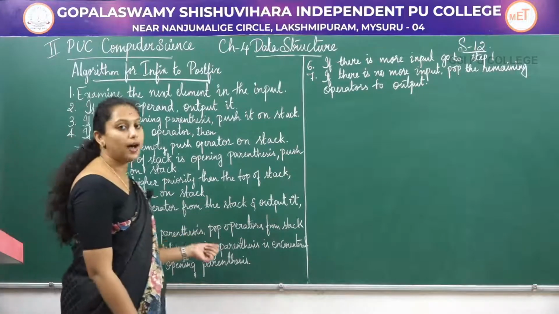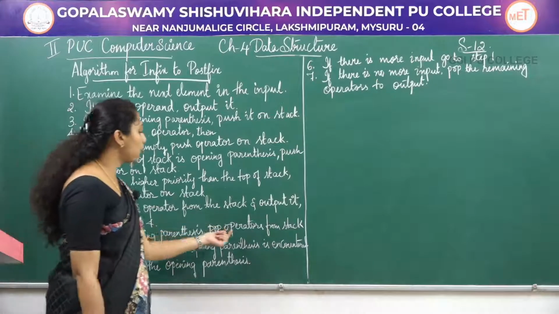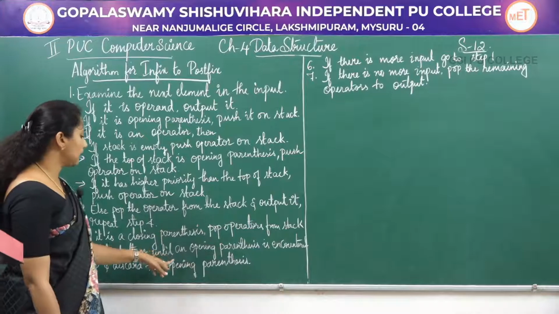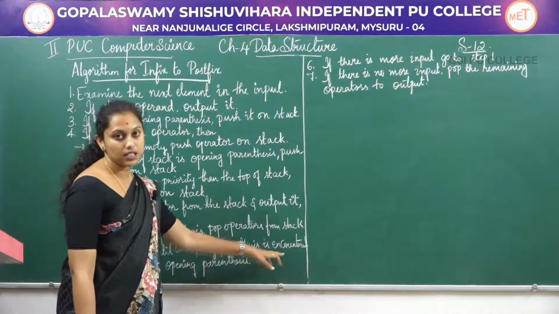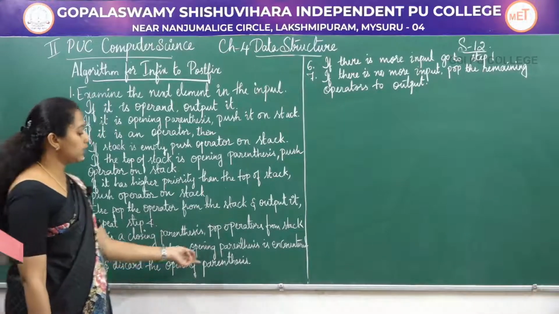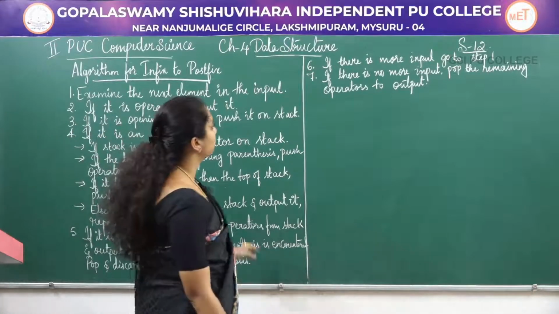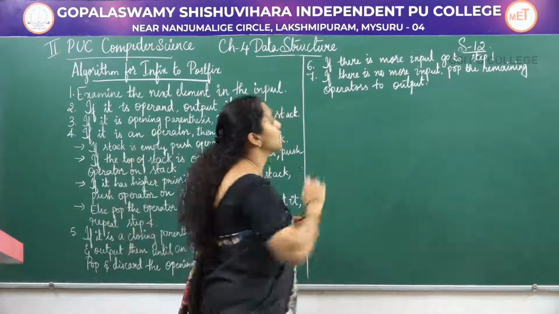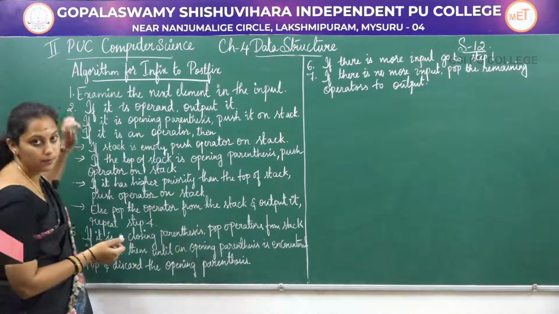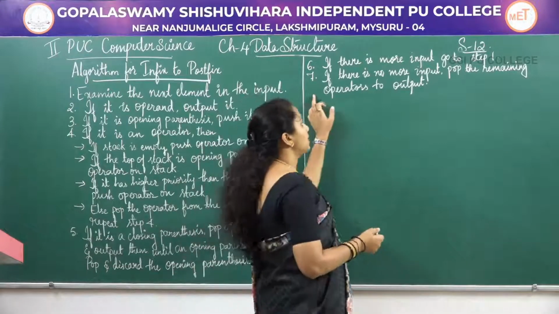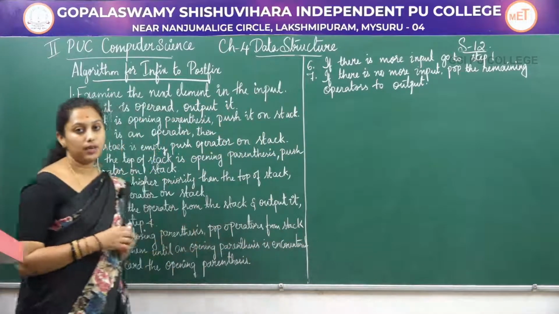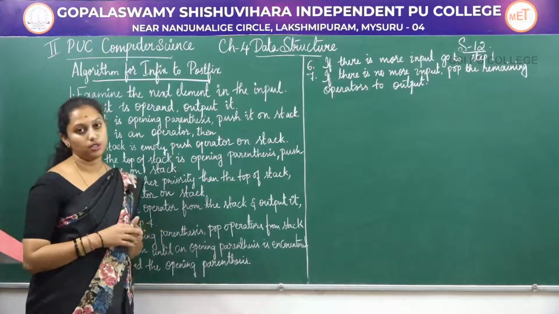If it is a closing parenthesis, then we have to pop the operators from the stack and output them until an opening parenthesis is encountered. Then we pop and discard the opening parenthesis. In the sixth step, if there is more input, we repeat from step 1. In step 7, if there is no more input, pop the remaining operators to output.